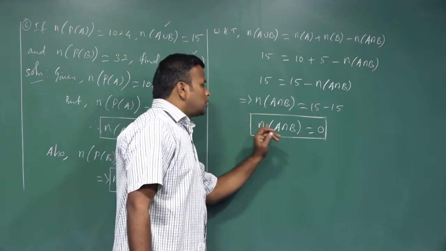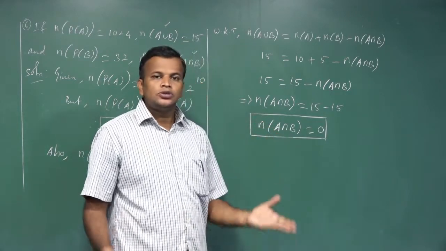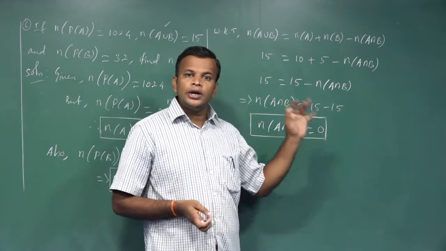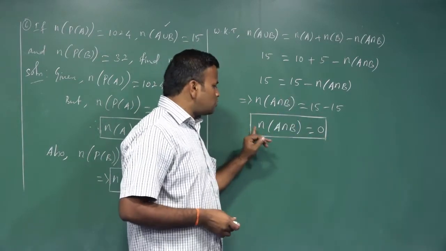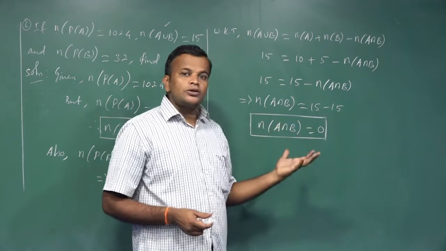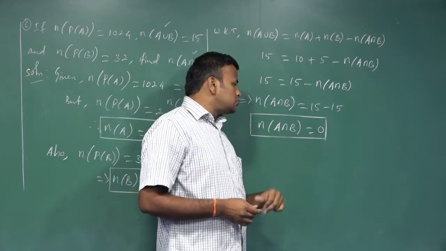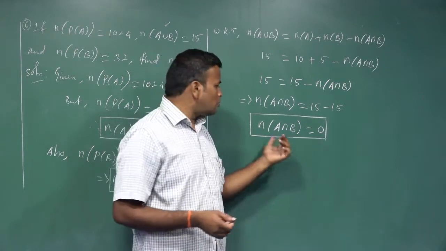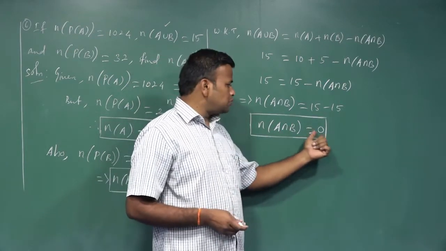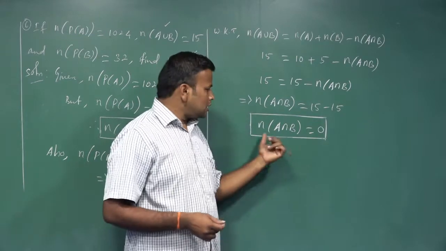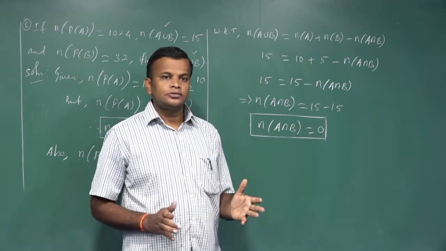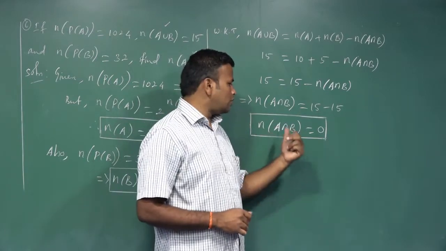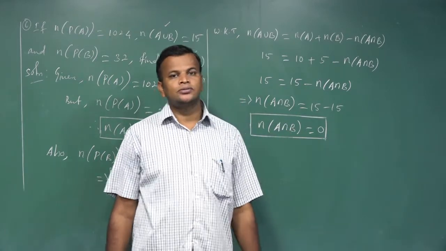So what is the relation of this A and B? These two sets are mutually exclusive. So 0 means there is no common elements. But our question is to find that value only. One more question: what is the relation of these two sets A and B? These two sets are mutually exclusive because no common elements. n of A intersection B is equal to 0 means A intersection B is an empty set. So number of elements in A intersection B is equal to 0. So the value of n of A intersection B is equal to 0.